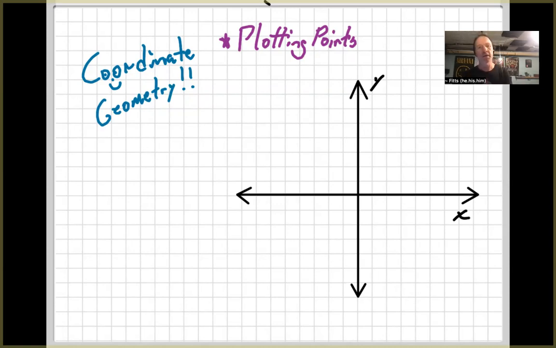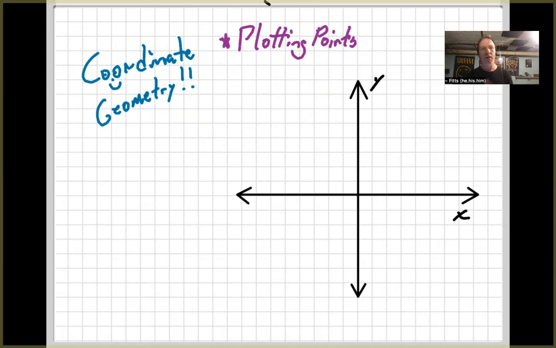So I just wanted to take us through a little bit of coordinate geometry and kind of the basics. So what is coordinate geometry? Well, you're probably all familiar with this coordinate plane. It's also known as the Cartesian plane. It was named after this guy, Descartes. He got credit for inventing it, not sure.